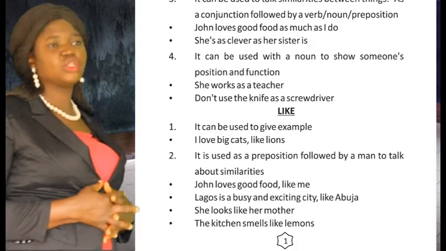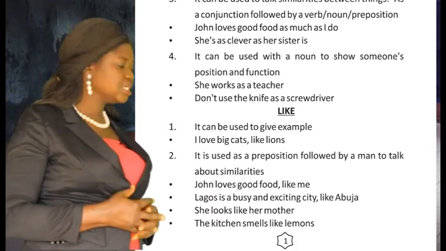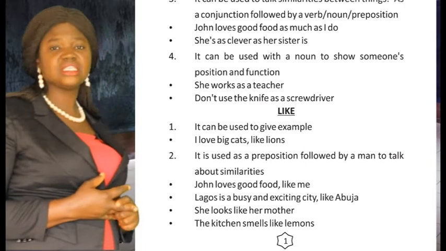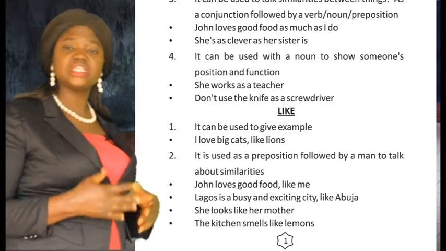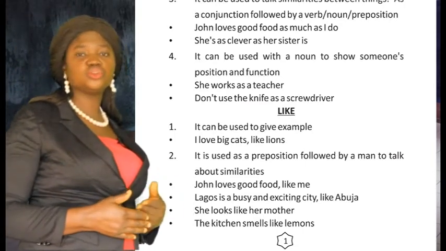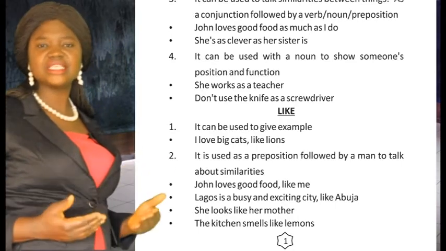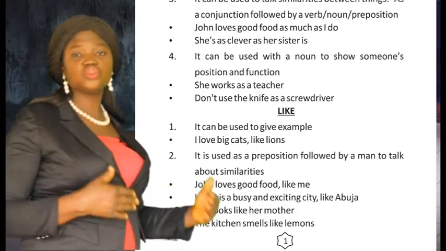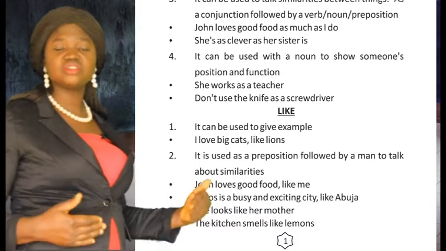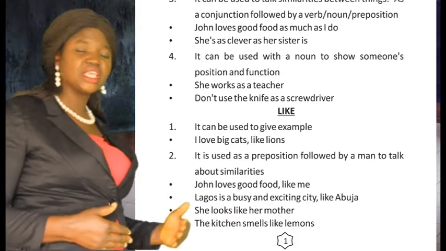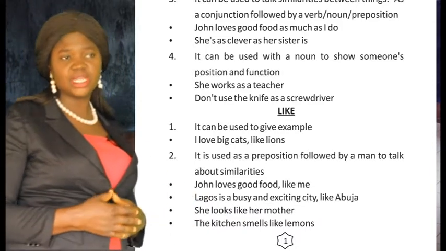Number two is what? Lagos is a busy and exciting city like Abuja. That means Abuja is busy and exciting. Lagos too is busy and exciting. So to show that the 2 of them, both Lagos and Abuja, share something in common, we make use of like, followed by what? Abuja.